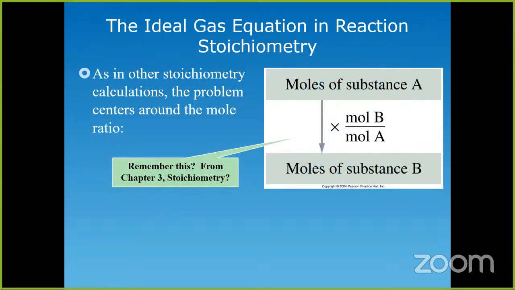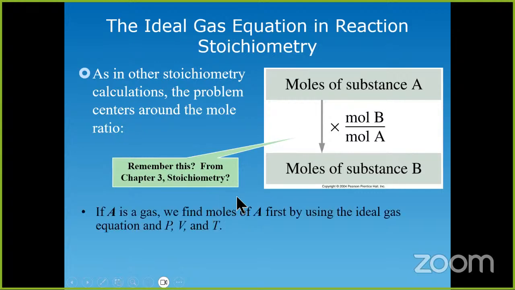So if you remember, any stoichiometric problem that you're going to deal with comes down to this right here, where you convert the moles of one substance involved in the reaction into the moles of the other substance by multiplying by the appropriate conversion factor here. And of course, the conversion factor, the mole ratio, comes from the balanced equation.